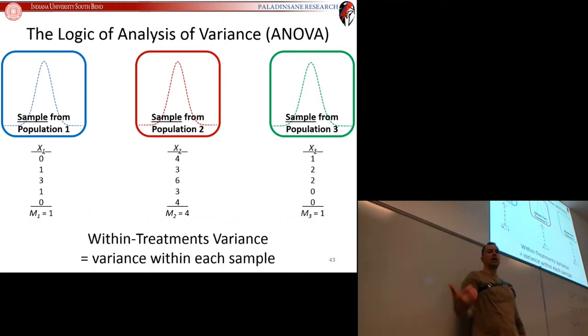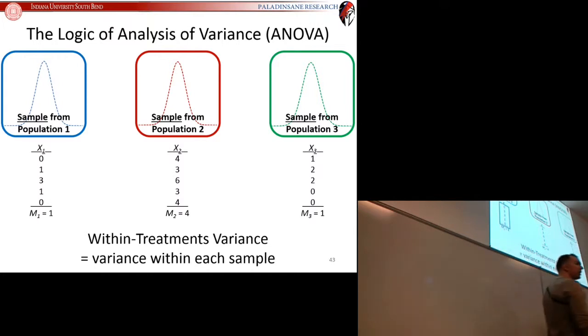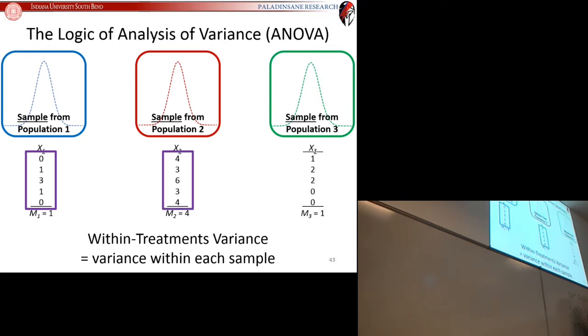The other component is within treatments variance. And that is the variance within each sample. So if we go here to sample 1, and we take a look at the scores that the subjects had in sample 1, they're different, right? Subject 1 scored 0, subject 2 scored 1, subject 3 scored 3. Those are different numbers. There's a certain amount of variance in that particular sample. We take a look at sample number 2. Those scores are different. There's a certain amount of variance in that particular sample. We take a look at sample number 3. Those scores are different. So there's variance within that sample. So within treatments variance is how much variability is occurring within each sample.